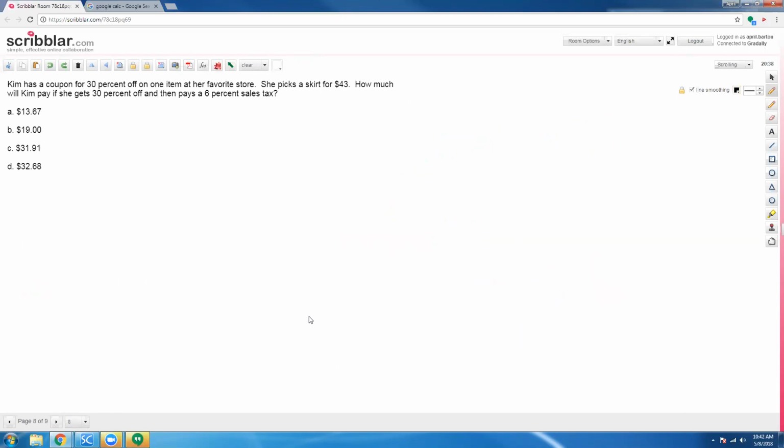So here's another, again, multi-step problem. The percents, usually there's at least 2 things to do. So Kim has a coupon for 30% off. So that's an important piece of information. 30% off on one item at her favorite store. She picks a skirt for $43, another key piece of information.